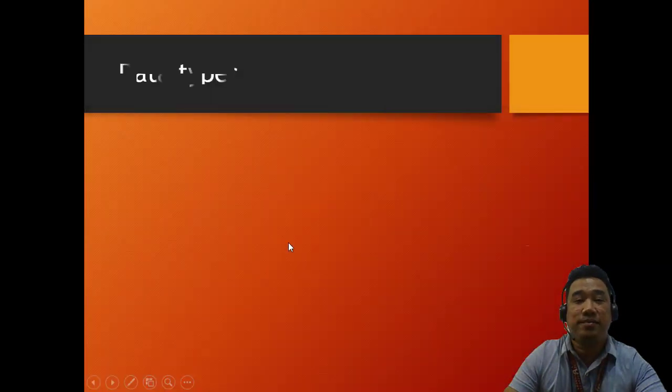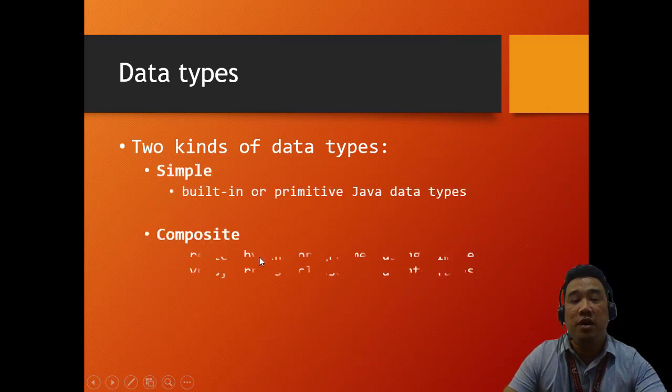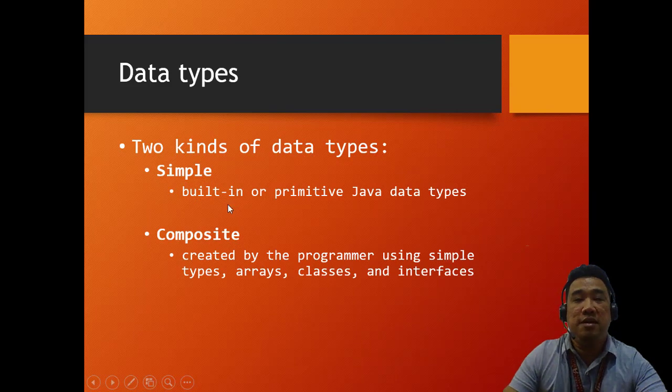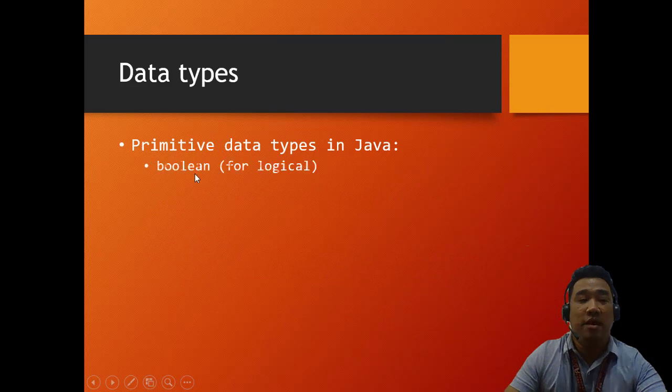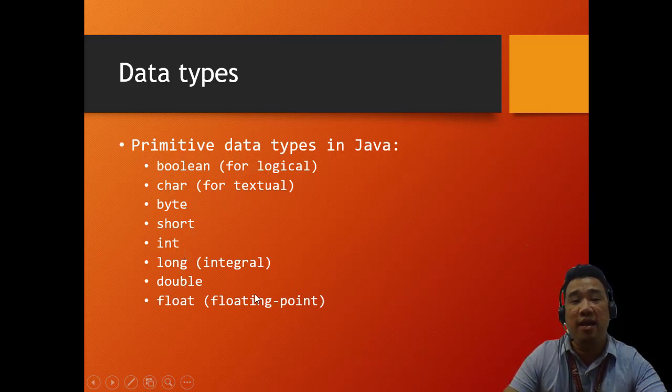Okay? Now, data types, no? Review lang tayo. So, two kinds of data types. We have the simple and the composite. When we say simple, these are built-in data types or primitive data types of Java. Composite naman, created by the programmers using simple types. We have arrays, classes, and interfaces. Now, what are the simple ones? So, these are the simple data types or simply primitive data types. Boolean, character, byte, short, int, long, double, and float.